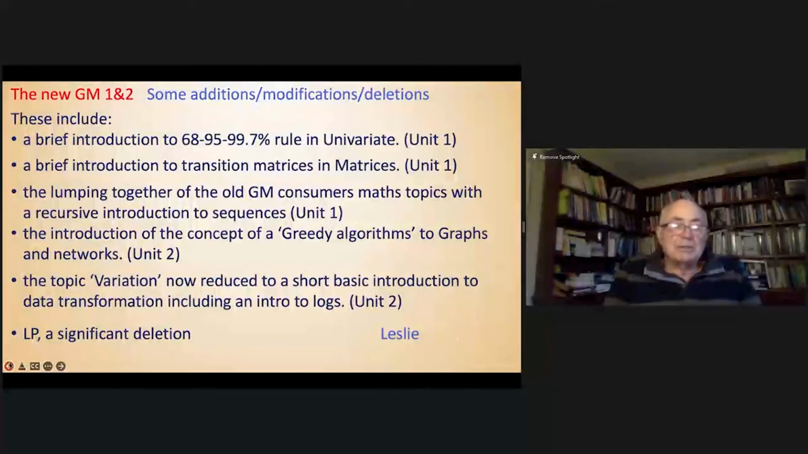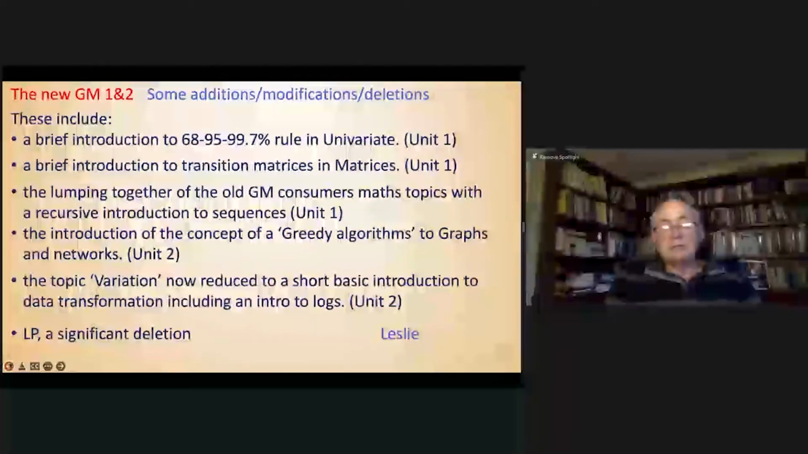One of the things that's happened is a lumping together of the old general maths and consumer maths topics, along with a recursive introduction to sequences. That's a big, big lump. Something that many of you wouldn't have heard of, in graphs and networks, the concept of greedy algorithms is introduced.